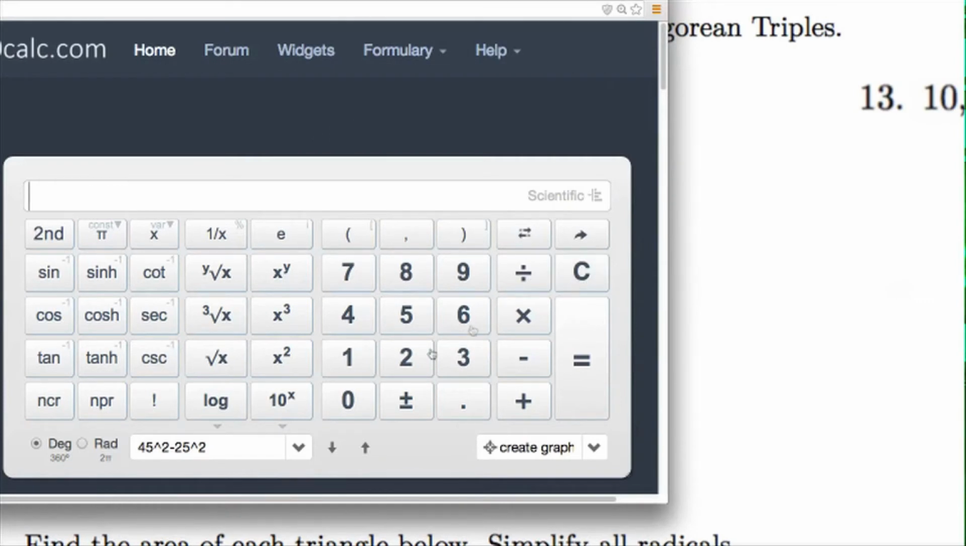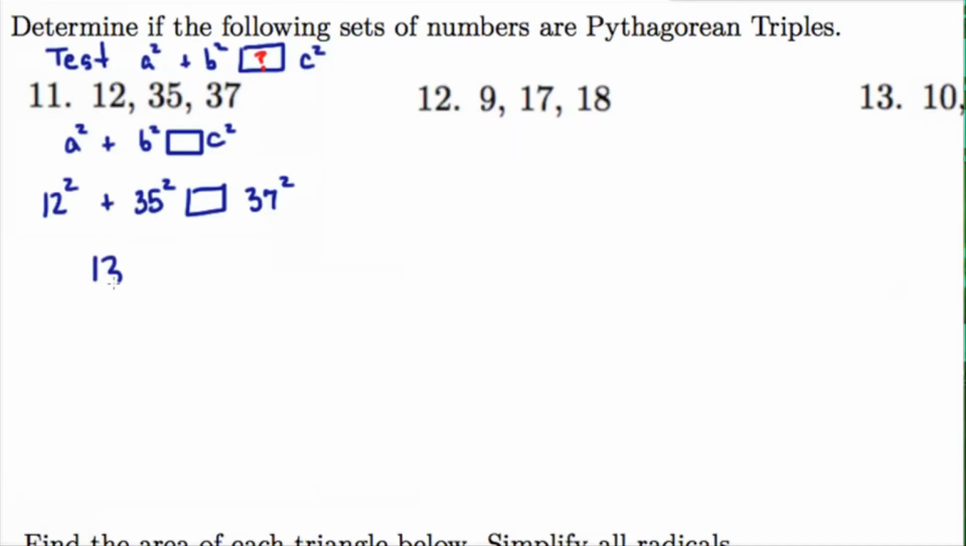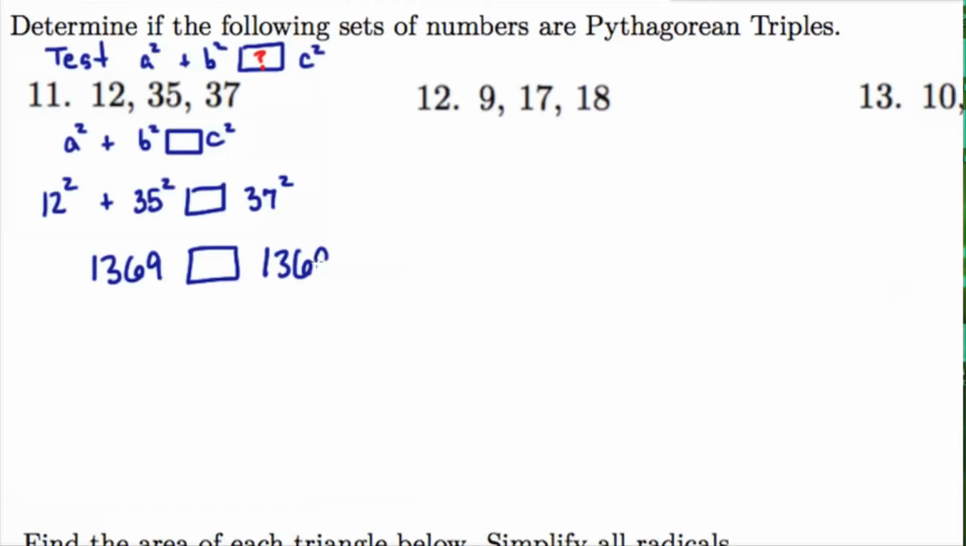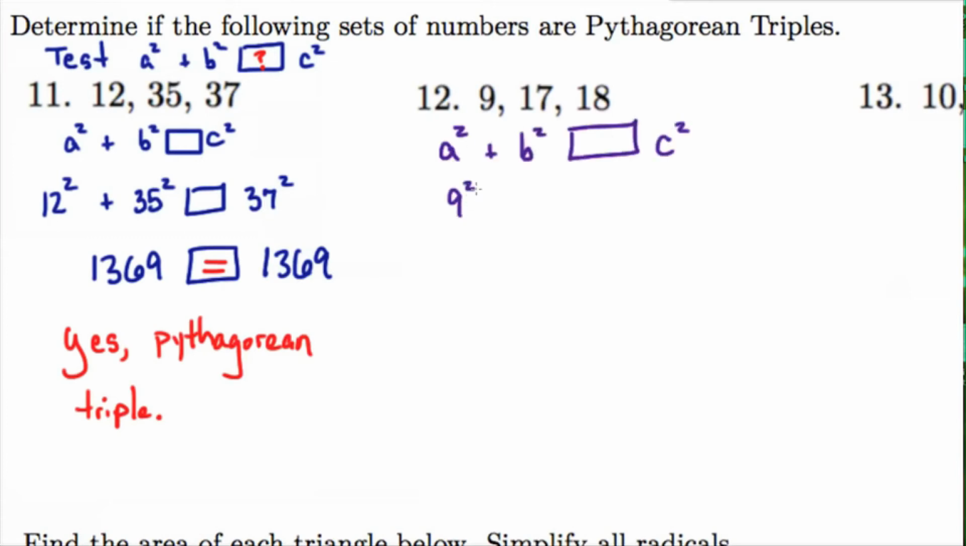I'll use my calculator. I get 12 squared plus 35 squared is 1369. Now, if 37 squared is the same, then it worked, and it is. So 12, 35, 37 is a Pythagorean triple. These three numbers, these whole numbers, worked in the Pythagorean theorem.